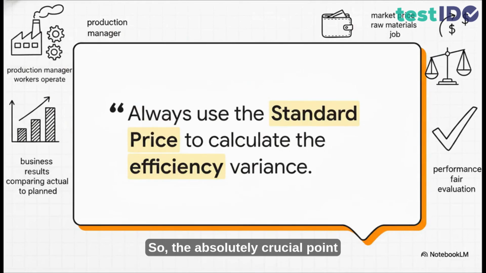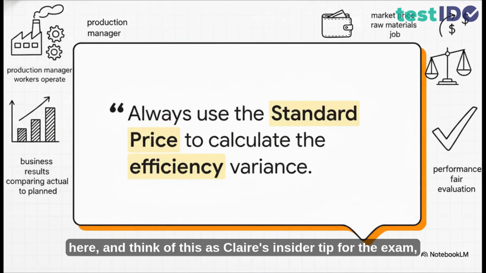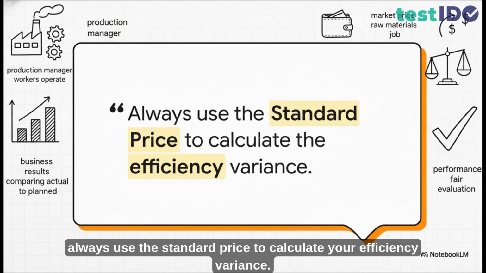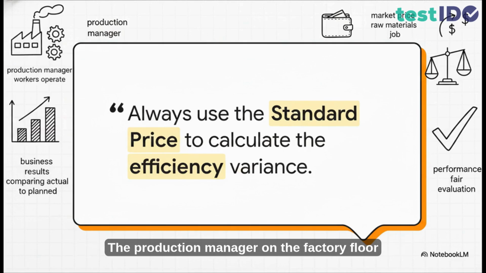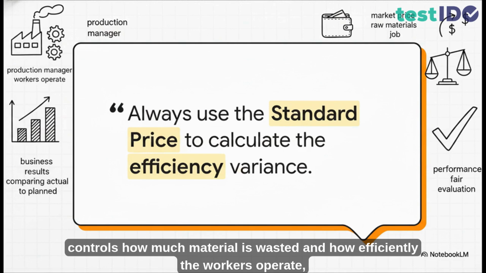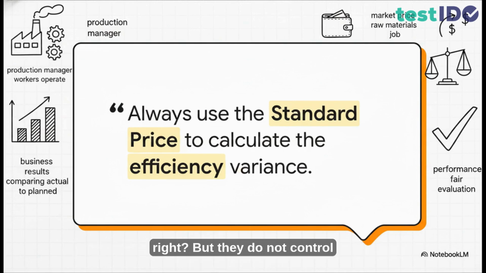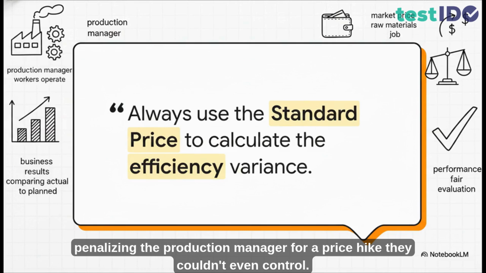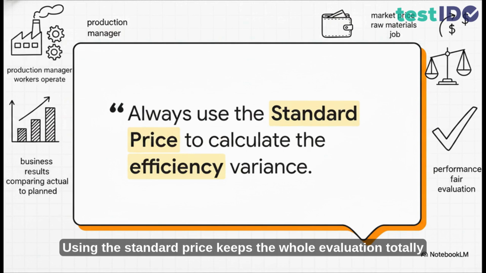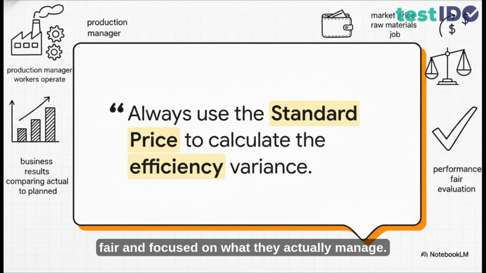So, the absolutely crucial point here, and think of this as Claire's insider tip for the exam, always use the standard price to calculate your efficiency variance. Why is this such a big deal? Well, think about fairness. The production manager on the factory floor controls how much material is wasted and how efficiently the workers operate, right? But they do not control a sudden spike in the market price of raw materials. That is purchasing's problem. If we used the actual price to calculate the efficiency variance, we'd be unfairly penalizing the production manager for a price hike they couldn't even control. Using the standard price keeps the whole evaluation totally fair and focused on what they actually manage.